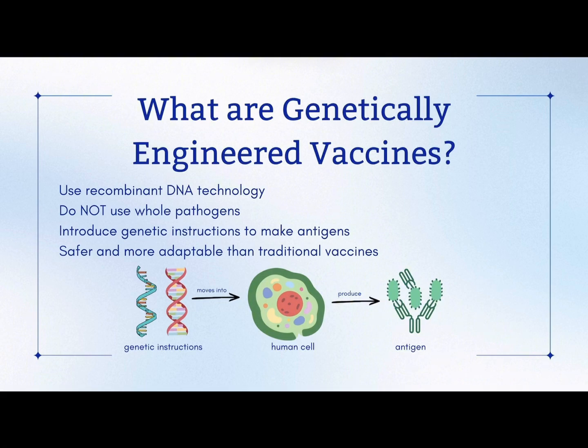Genetically engineered vaccines use recombinant DNA technology to improve the effectiveness, safety, and adaptability of vaccines. Instead of introducing whole pathogens into the body, these vaccines deliver genetic instructions such as DNA or mRNA, which allow human cells to produce a specific antigen. Because only the antigen is produced and not the entire virus, genetically engineered vaccines are considered safer and more targeted than traditional vaccines.